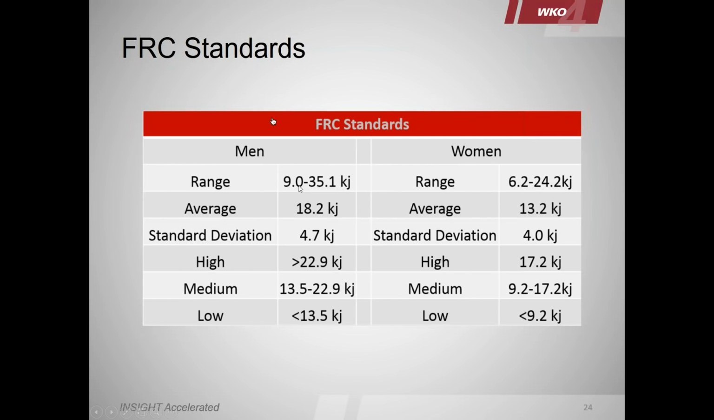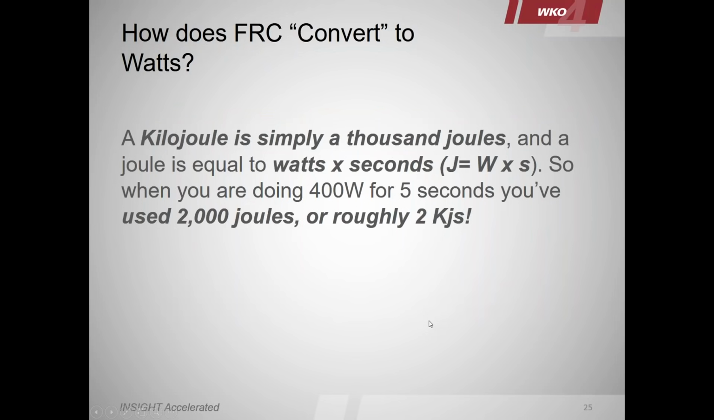Ranges for normal, the normal range is 9.0 to 35, 6.2 to 24K. Low, medium, high numbers, you can see 22 high, 13 to 22 medium, below 13 low. See similar numbers for female standards. These are continuing to be updated. These standards and tracking have not been around for a long time, and they're not age-coded.